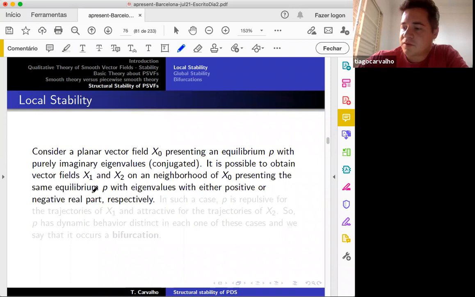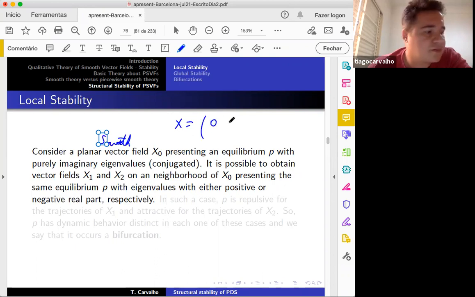So let's continue with studying the local stability. For smooth planar vector fields, it's possible that an equilibrium P has purely imaginary eigenvalues. For example, if we take the vector field given by this expression, we have a center here.